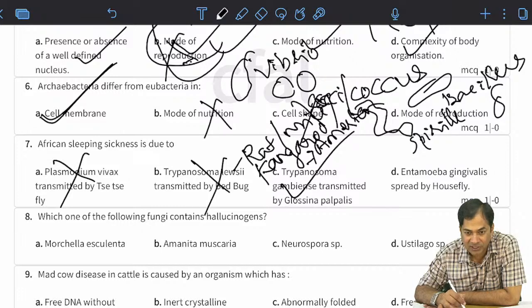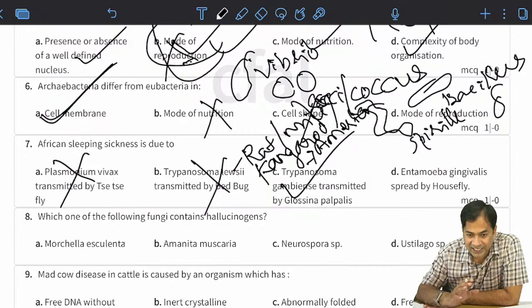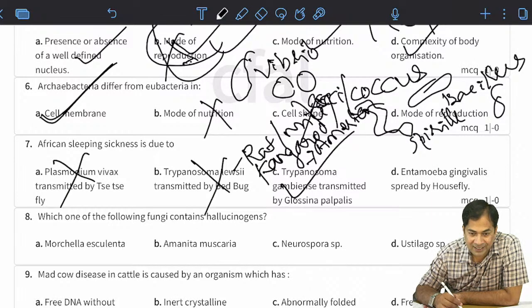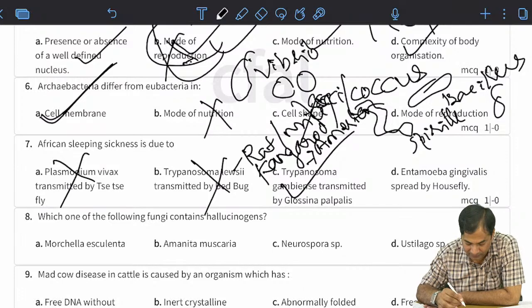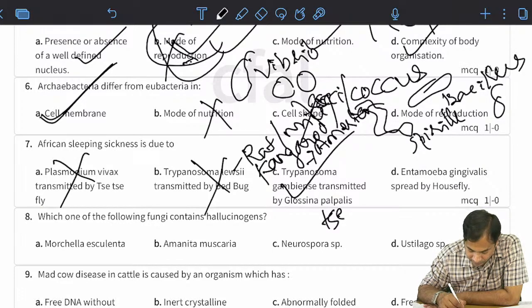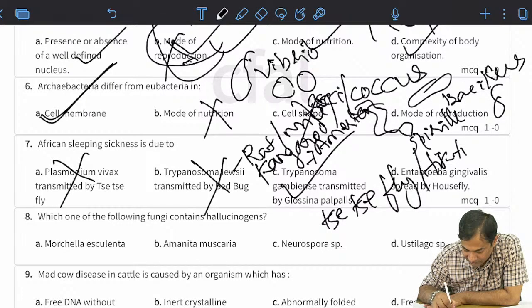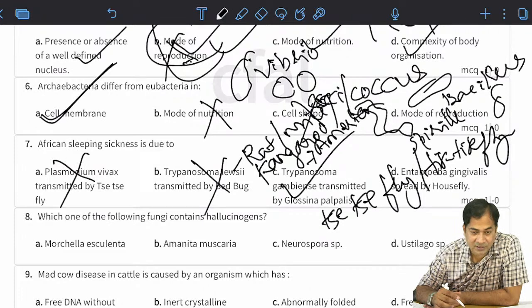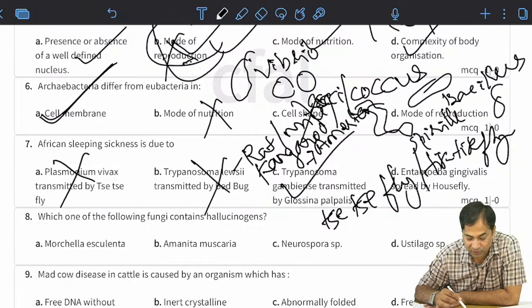Vector means the animal which transmits or transfers disease from an infected person to a healthy person. So what is Glossina palpalis? That is the scientific name of the tsetse fly, also called tick fly. See, I am going to write here. Tsetse fly, or it is also called tick fly. It is an insect, a vector which transfers this protozoa Trypanosoma gambiense from an infected person to a healthy person, and it spreads sleeping sickness from one person to another. So this is the correct option.